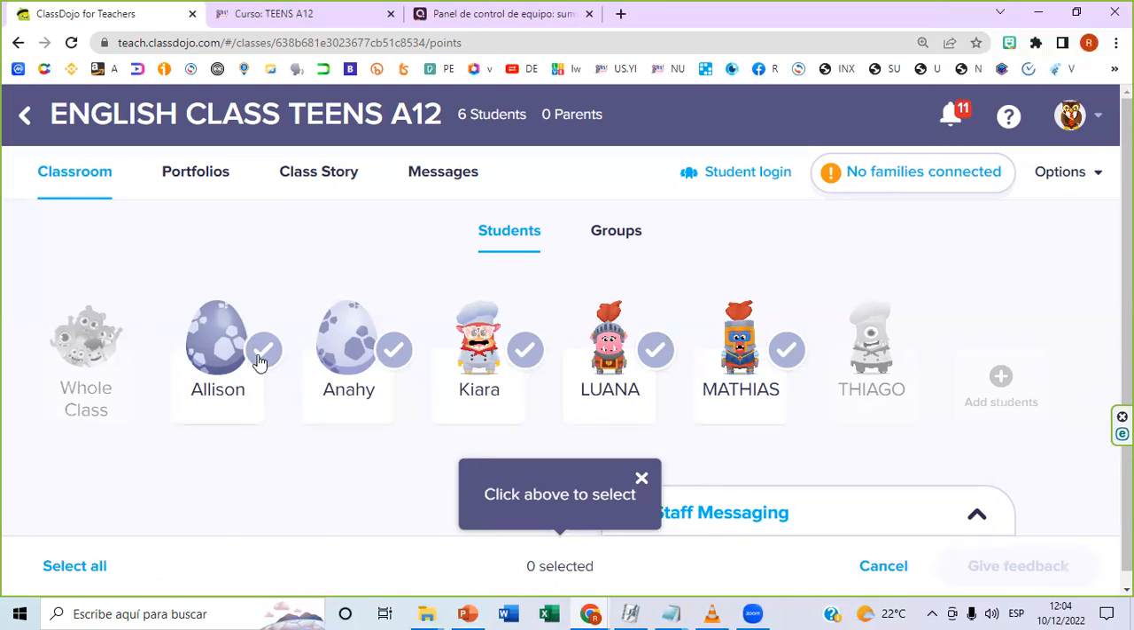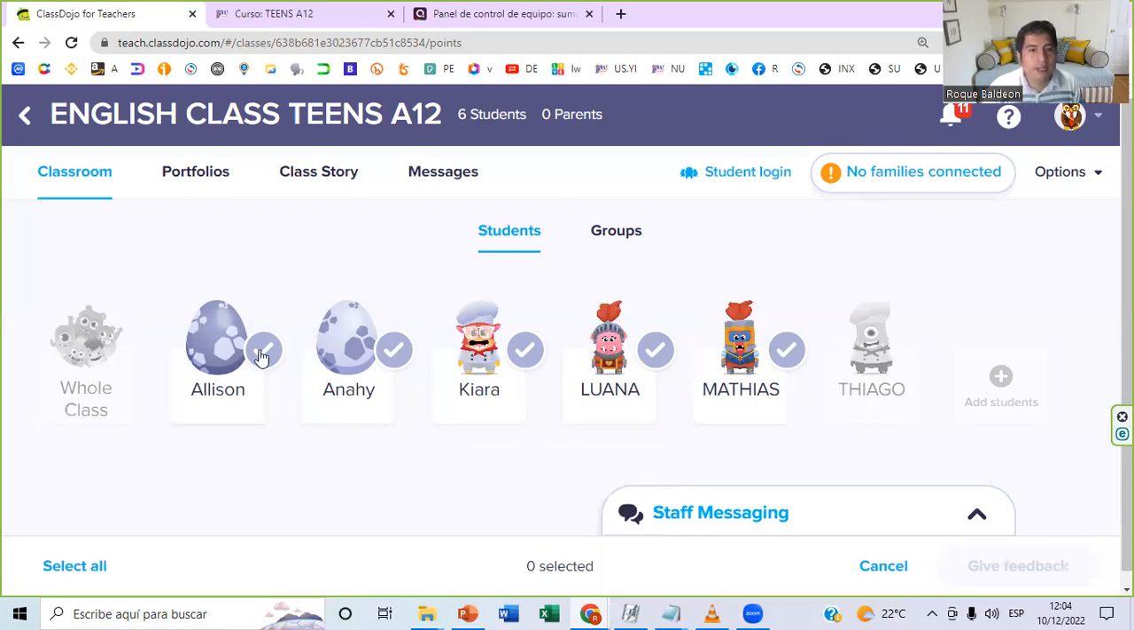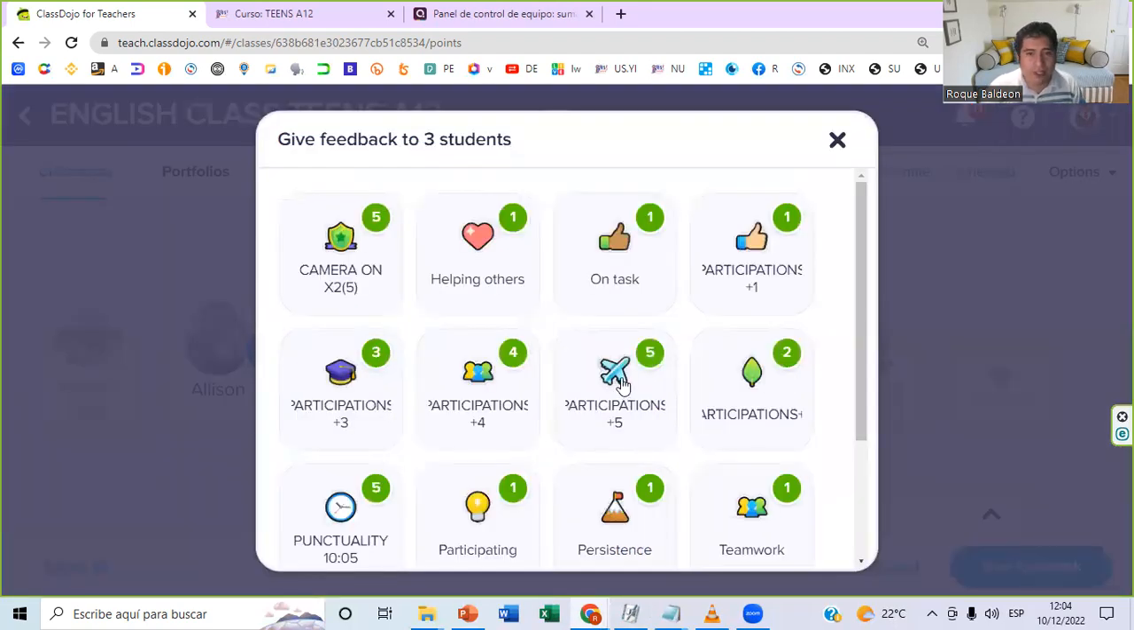Y entonces, vamos aquí. Vamos a colocar, a ver. Let me check, here we go. Vamos a colocar aquí entonces a Allison, ¿quiénes ganaron? A ver, let me check, por acá lo tengo. Fue Allison, ¿no? Allison, Kiara, and Luana, ¿verdad? Good, awesome, se llevan 30 points.